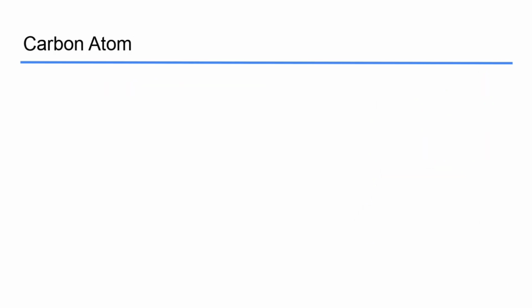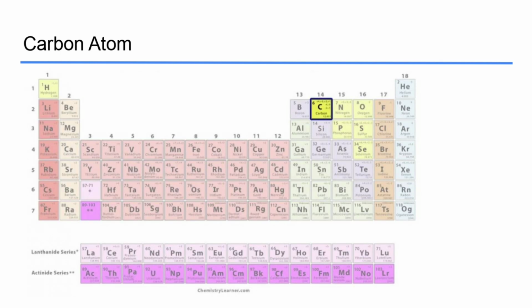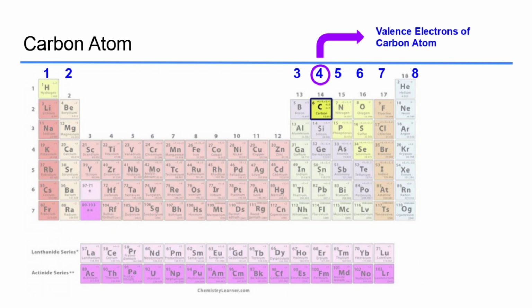Okay, let's draw a Lewis dot diagram using the valence electrons of a carbon atom. First of all, let's check its ID first. Carbon is located at number 6 position of the periodic table, which is located on period 2 and group number 14. Except when it comes to valence electrons, we count the vertical column a little differently. Long story short, carbon has 4 valence electrons.